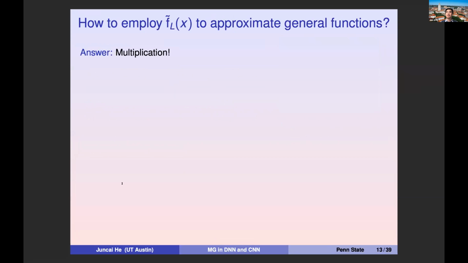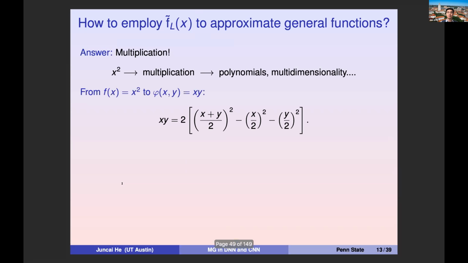So then we move to the third question. If we can recover x squared efficiently, then what else can we do? Can we say something about more general functions, or handle high dimensional cases? Here is an example. This is the idea: if you have x squared, you actually have multiplication. And if you have multiplication, you have polynomials, then you can do everything, including multidimensionality.